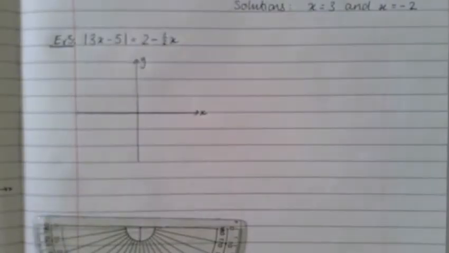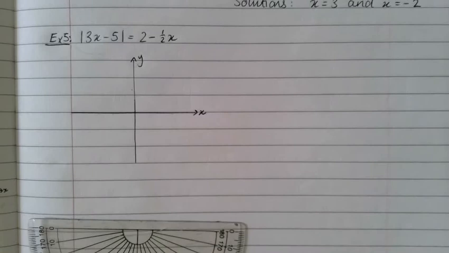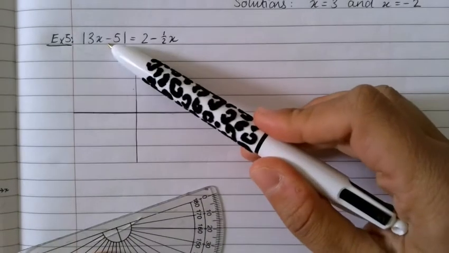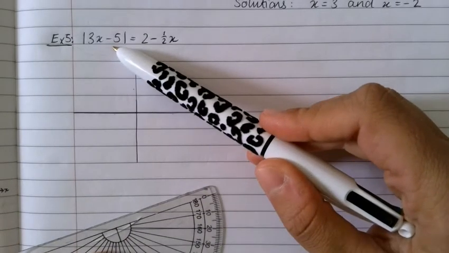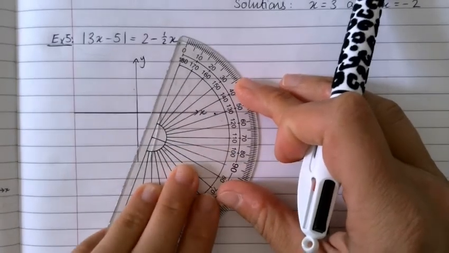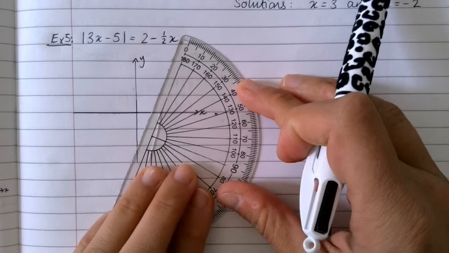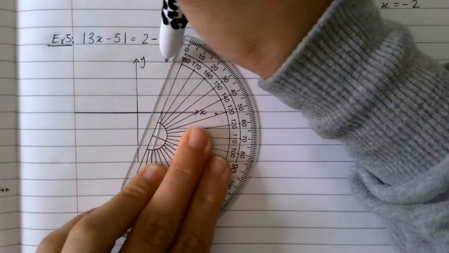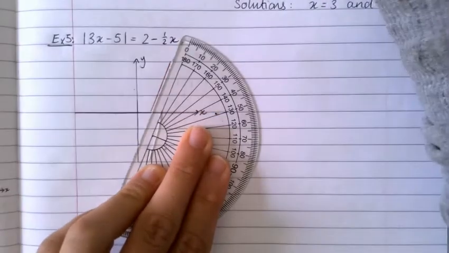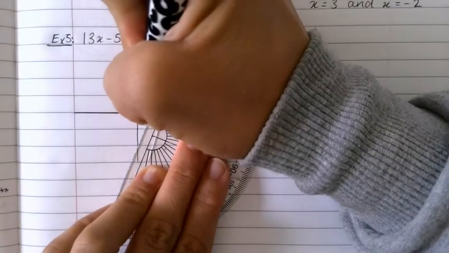And I'm going to start to plot the modulus function first. So the function y equals the modulus of 3x take away 5. This function has a gradient of 3 and a y-intercept of negative 5. So it's going to be a fairly steep line, a bit like this. I'm going to start to draw a solid line as I approach the x-axis, and then as I start to move below it, that will change to a dashed line.